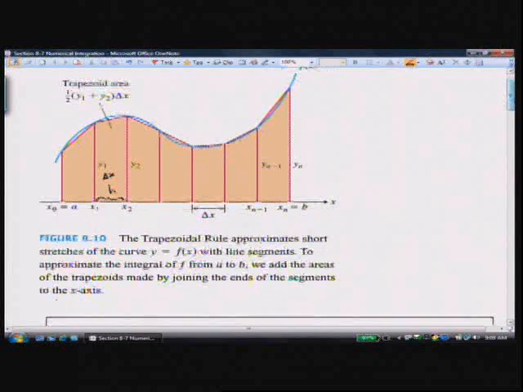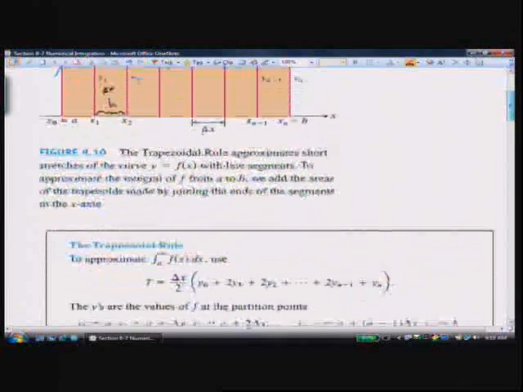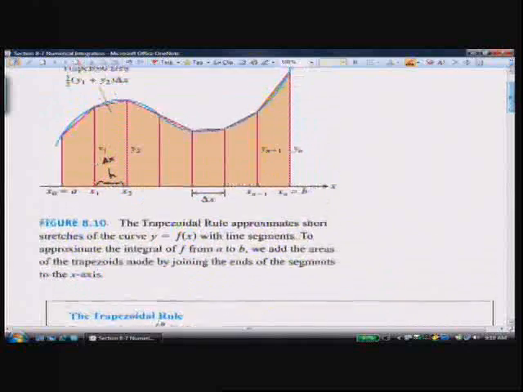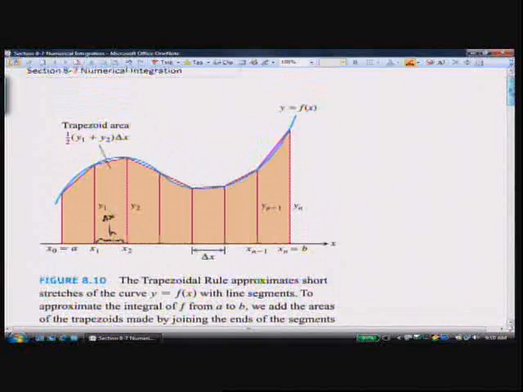Okay, so it says approximate short stretches of the curve with line segments to approximate the integral of f from a to b. We add the areas of the trapezoids made by joining the ends of the segments to the x-axis. All right, and so they go through some work, and I'm not really going to derive this, but you can read it in your book.